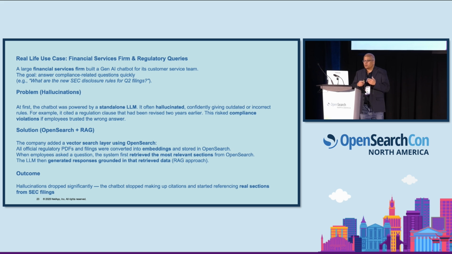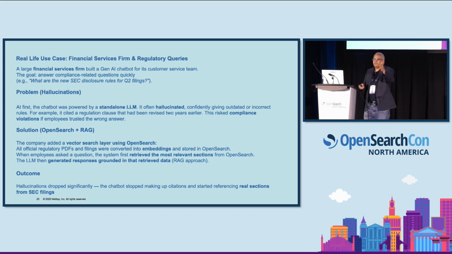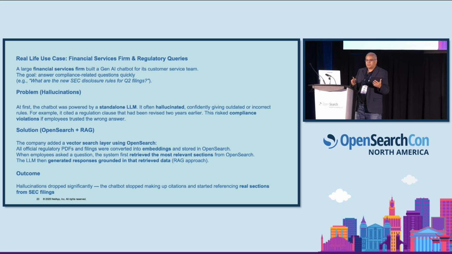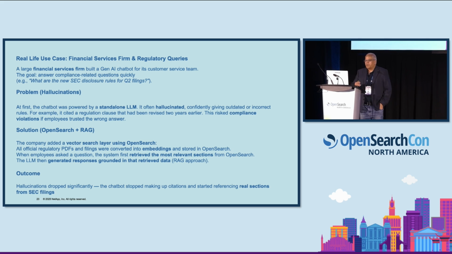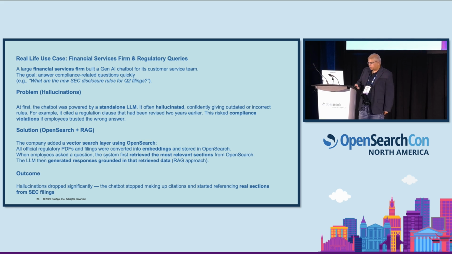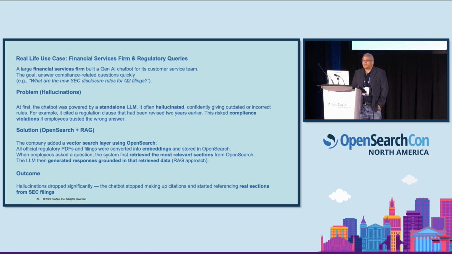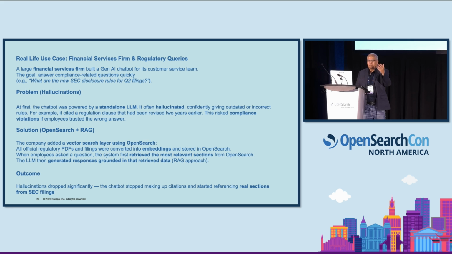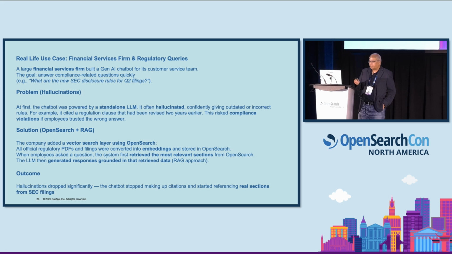The way they did that was they took all the regulatory PDFs, all the filings, and they created embeddings for those. So that was the external source, and they provided that to the LLM. And once that happened, the hallucination dropped significantly, and the chatbot started making citations and giving references from the data that we had provided to it. So this is a real-life example where hallucinations were reduced significantly because we provided the relevant information to the chatbot.